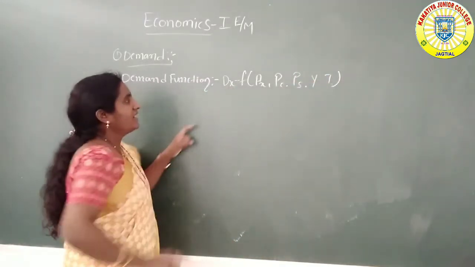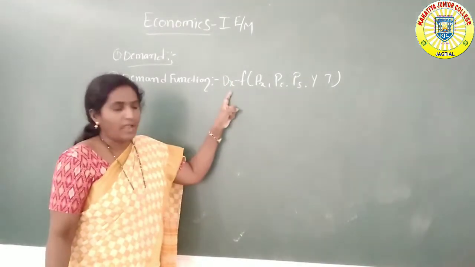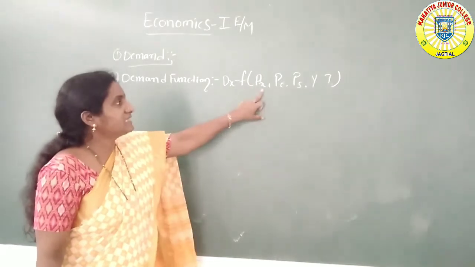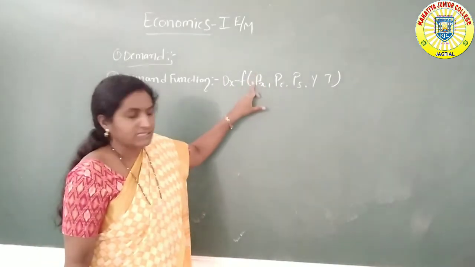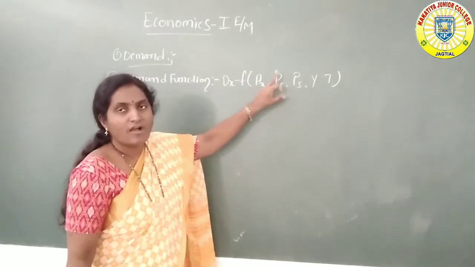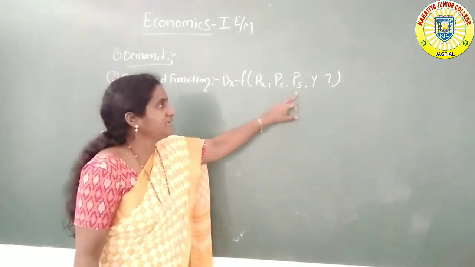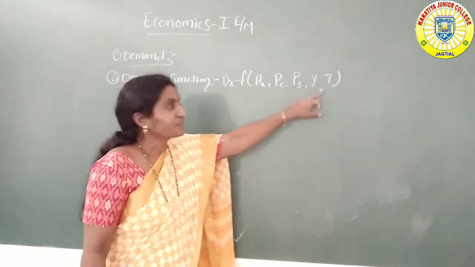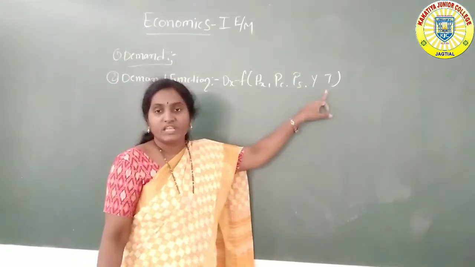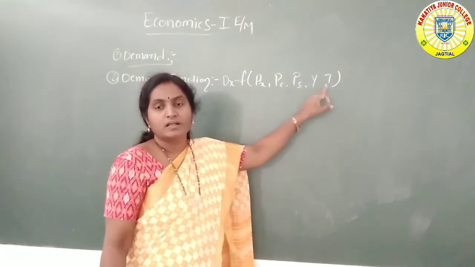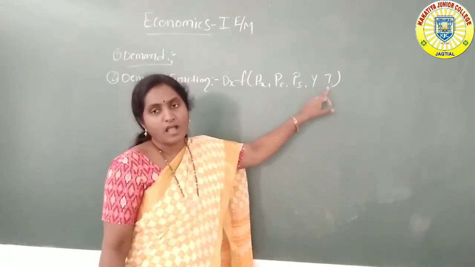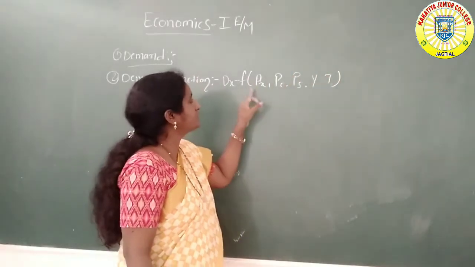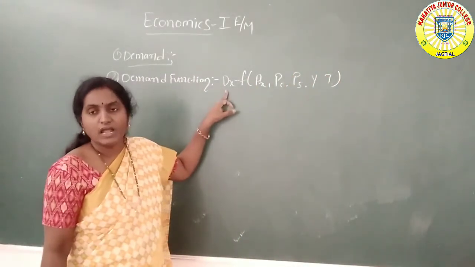Dx means demand for commodity x. F means functional relationship. Px means the price of commodity x. Pc means the price of complementary goods. Ps means the price of substitutes. Y means the income of the consumer. T means the state of technology and the taste and preference of the consumer. So these are the factors that influence the change in the quantity demanded.